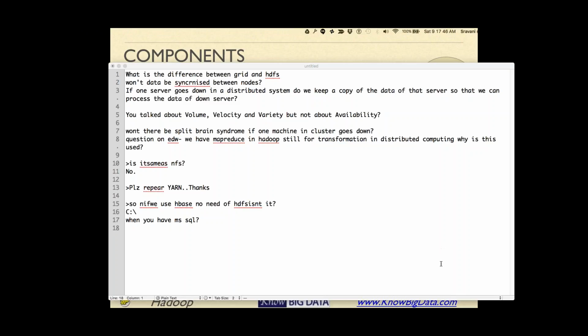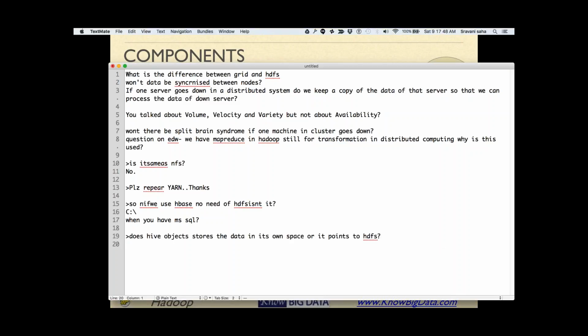Chandra's question is, very good questions. Does Hive store objects in its own space or does it point to HDFS? It points to HDFS, the second part. All right, it points to HDFS.